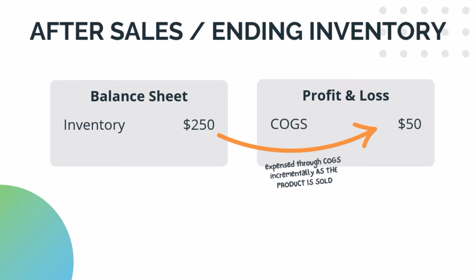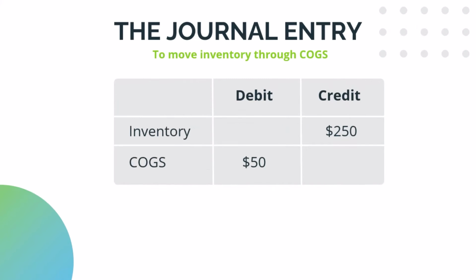So this is what it looks like, how it moves through your financial statements, and this is what the journal entry looks like in QuickBooks Online. It becomes a credit to inventory, which reduces inventory, and becomes a debit to cost of goods sold. This is what the end result looks like. So let's go back and talk about how we got there.